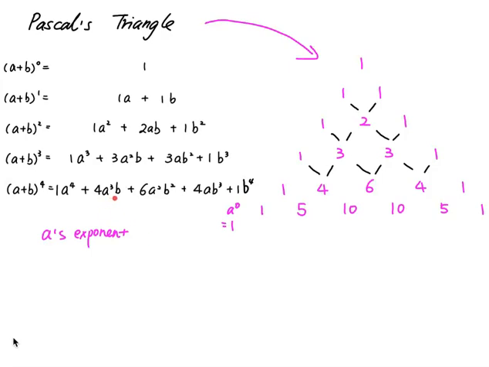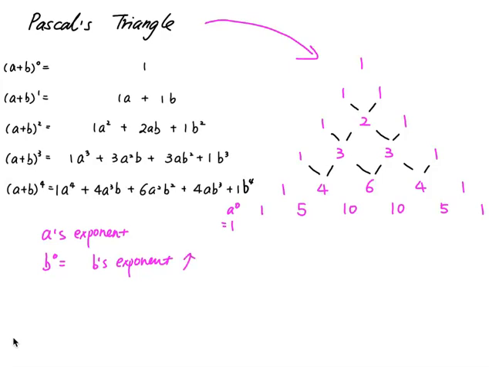What did you notice about b? The first one, I can't see b there, but you can imagine it's the same case, b to the power of 0. And then you have b to the power of 1, b to the power of 2, power of 3, and power of 4. Realize that b's exponent is increasing.